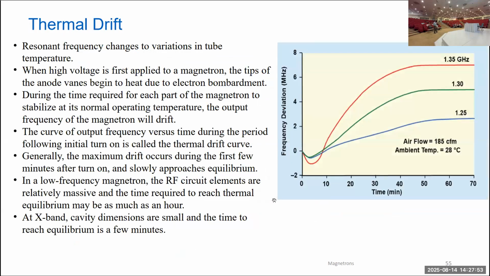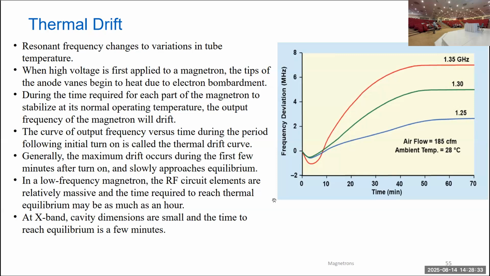Now, there is thermal drift. A change in temperature of the magnetron changes the resonant frequency of the magnetron. When we start the magnetron initially, it needs some time, which is called LV conditioning, mostly 15 to 20 minutes. In that time, it attains an almost steady temperature.